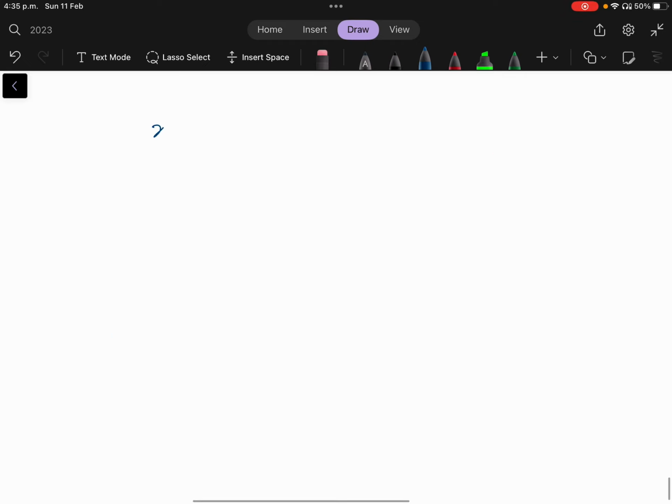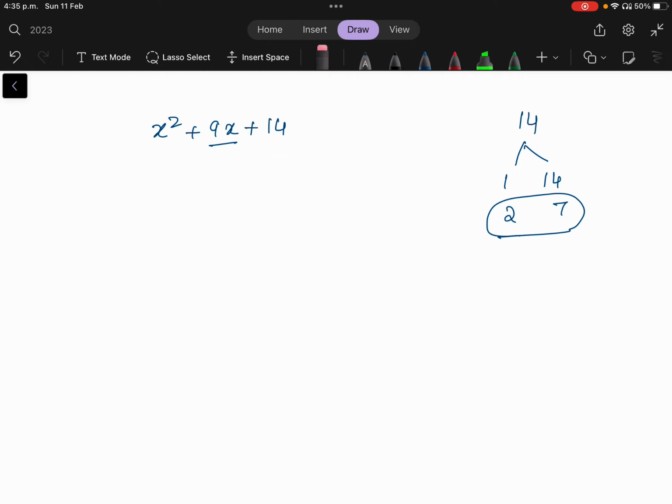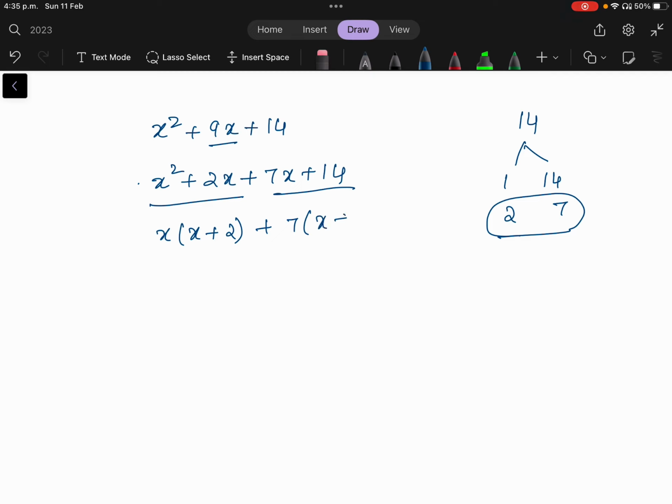Next question: x square plus 9x plus 14. Factorize 14, which is 1 and 14, 2 and 7. That is it. Which added together will get 9? 2 and 7. So I'm just going to write it like this: x square plus 2x plus 7x plus 14. I'm going to combine these two: x times x plus 2, plus 7 times x plus 2. That's equal to x plus 2 times x plus 7.